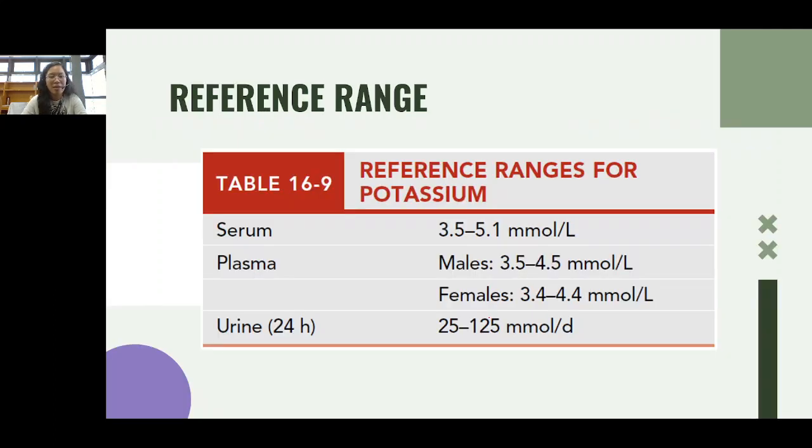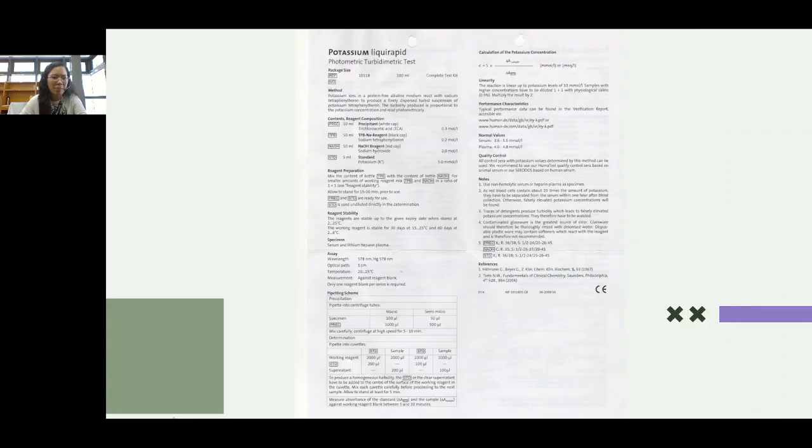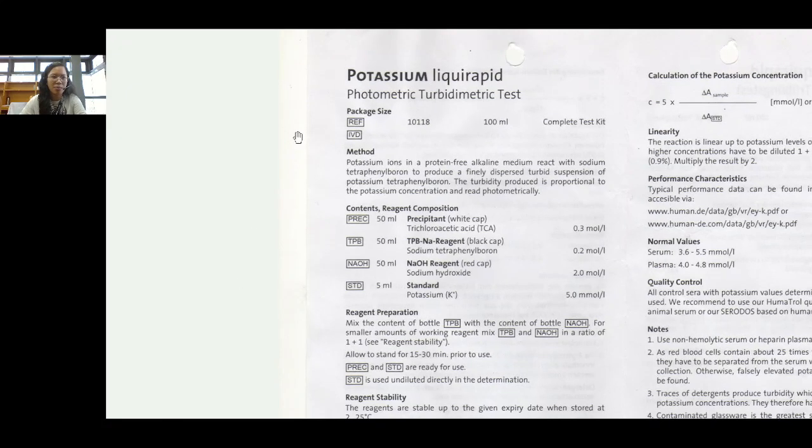So for the reference range, for serum that is 3.5 to 5.1. For plasma, depende kung babae or lalaki. So males, 3.5 to 4.5, females, 3.4 to 4.4. So actually, gamay ra man og difference, no? And then for the 24-hour urine, you have your 25 to 125 millimoles per day. So dirita sa package insert sa inyuhang potassium.